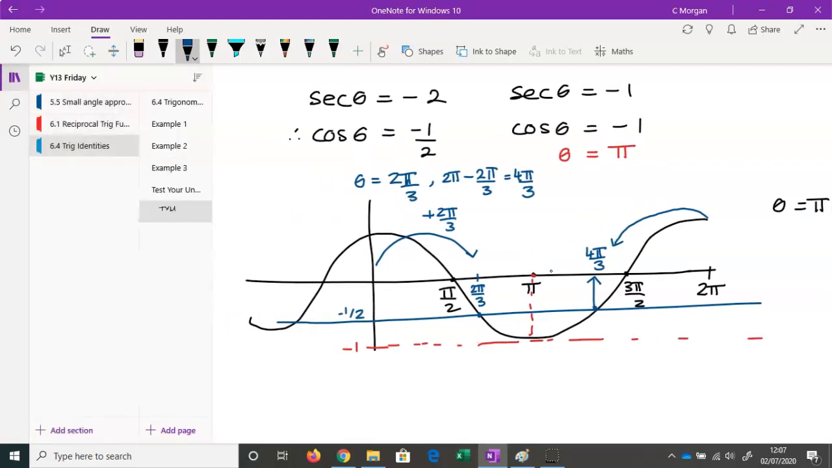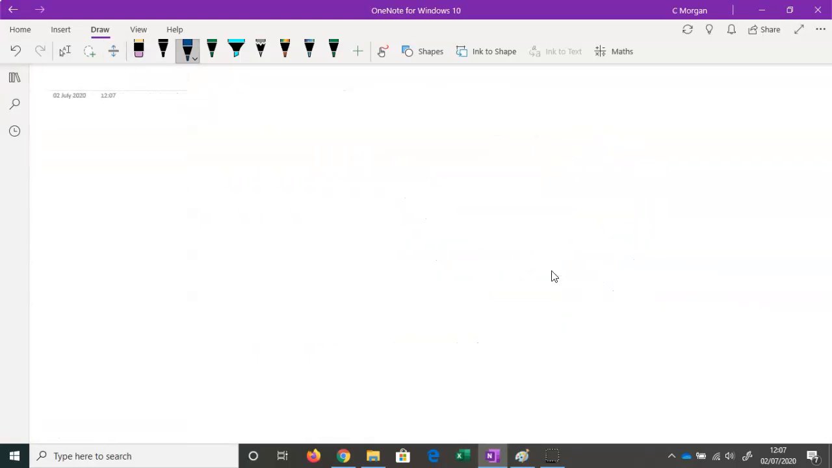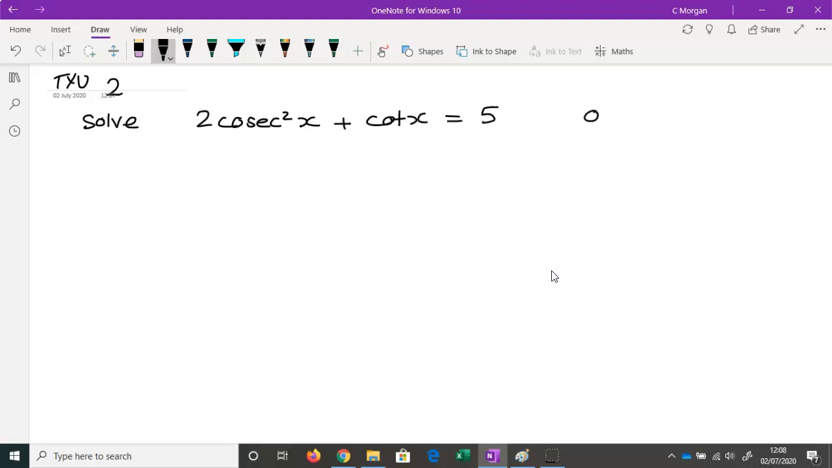Okay. I'm going to go over the second one, just in case you struggled with that. So to test your understanding, number 2, let's see what the question was. It wanted you to solve 2 cosec squared x, add cot x, equals 5, up to 2 pi radians. And it wanted it to 3 sig figs as well.